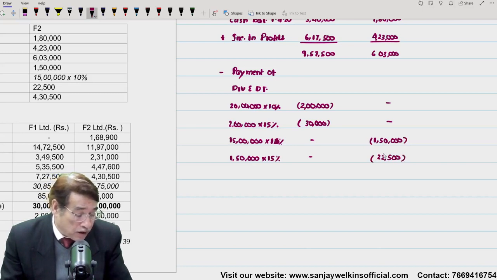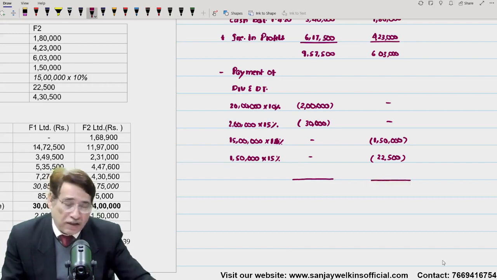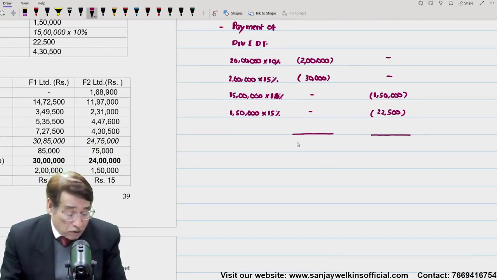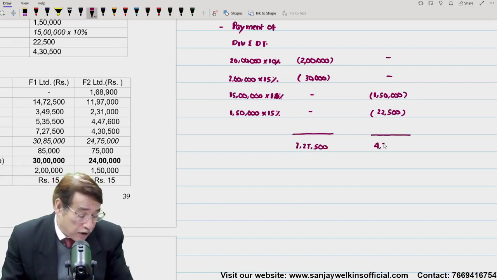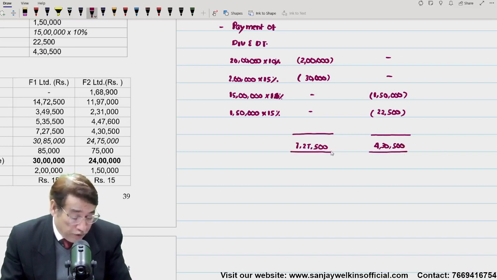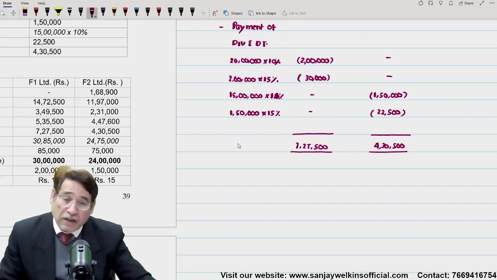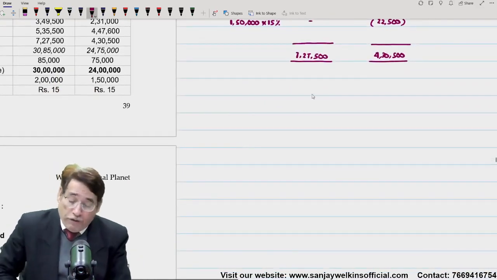So now you are going to subtract these two items from 9,57,500 and 6,03,000 to get what we call balance of cash on the date of acquisition. So that will be equal to 7,27,500 and will be equal to 4,30,500. Now we have the cash balance on the date of acquisition. Because balance sheet is given to us as on 1/4/2020. Takeover has been done on 1/10/2020. So quite obviously some change during these 6 months have taken place, and accordingly value will have to be adjusted.